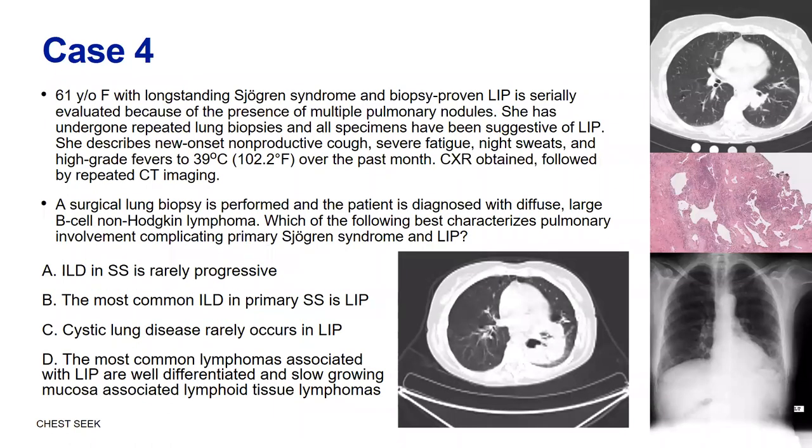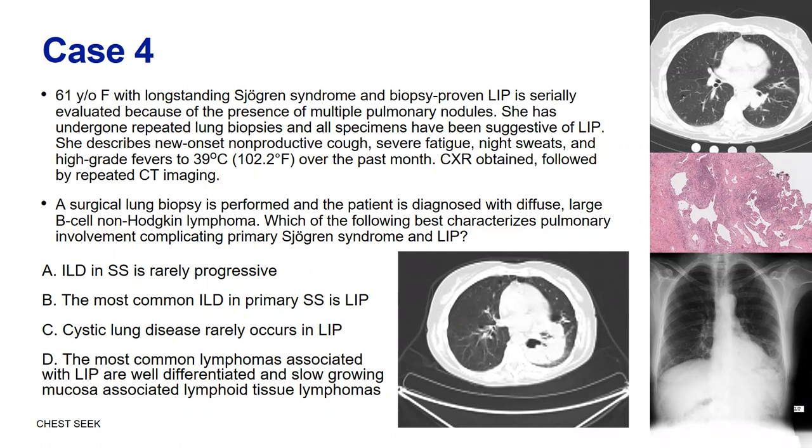Case four. This is a 61-year-old female. She has long-standing Sjögren's syndrome, and she has biopsy-proven LIP that has been serially evaluated because of the presence of multiple pulmonary nodules. She has undergone repeated lung biopsies. All specimens have been suggestive of LIP. She describes new onset non-productive cough, severe fatigue, night sweats. She has high grade fevers in the last 1 month. She gets a chest x-ray followed by CT imaging. This is her older stuff. A surgical lung biopsy gets performed and she's diagnosed with diffuse large B-cell non-Hodgkin's lymphoma.